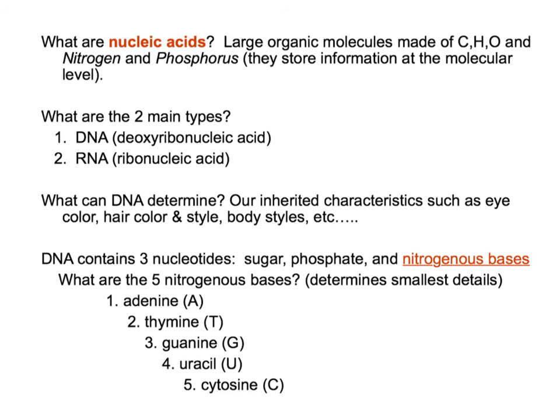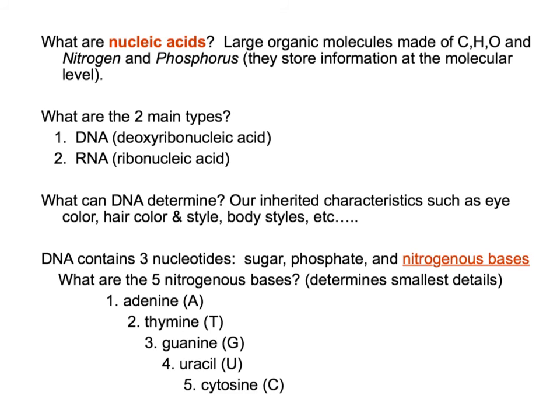As we can see, DNA is very important in determining our inherited characteristics, such as eye color, hair color, style, body styles, etc. They are made of nucleotides. The nucleotides are sugar, phosphate, and a nitrogen base. The 5 nitrogen bases determine the smallest details. This is how we get our genes. There's adenine A, thymine T, guanine G, uracil U, and cytosine C.